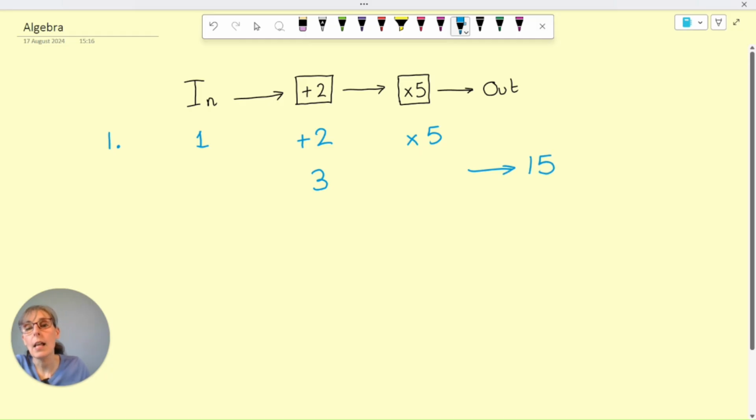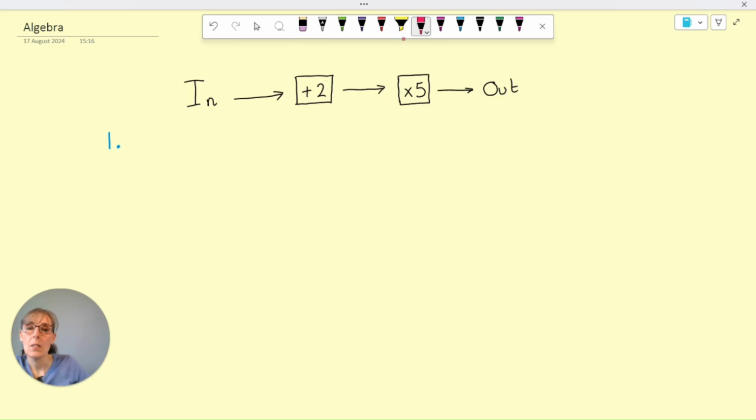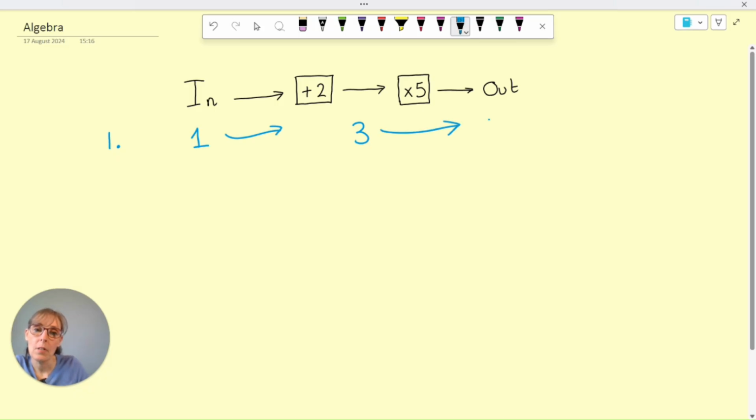Now, because it's like this, it's step by step. You follow it as it tells you to do something. So let's do that again. We're going to put 1 in, and then it pops into that which says add 2. So we've got 3 that comes out of it, and then it goes through the times by 5, and we've got 15 coming out.